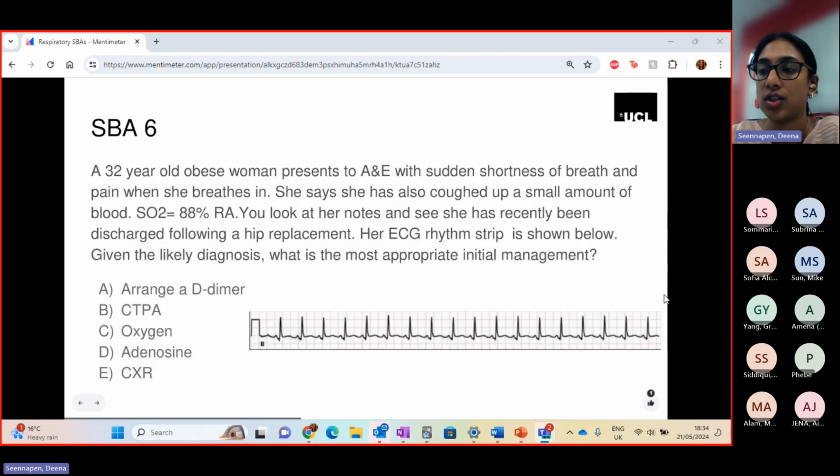Okay, so just to continue on. Next question. Again, just put it in Menti. A 32-year-old obese woman presents to A&E with sudden shortness of breath and pain when she breathes in. She says she has also coughed up a small amount of blood. Oxygen sats 88% on room air. You look at her notes and see that she's recently been discharged following a hip replacement. Her ECG rhythm strip is shown below. Given the likely diagnosis, what is the most appropriate initial management?